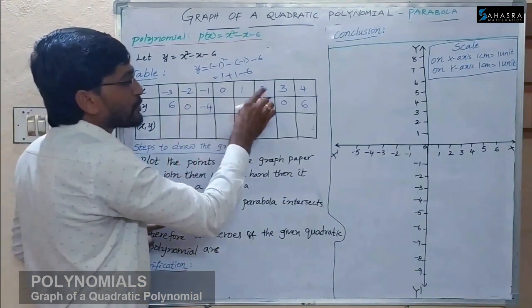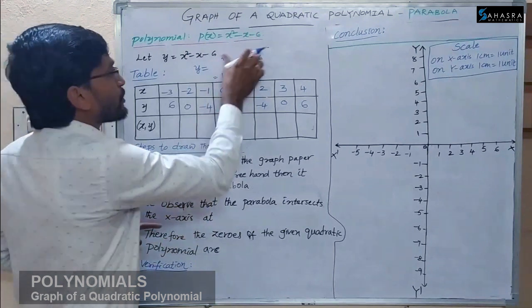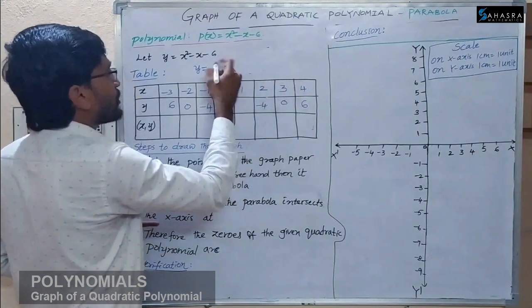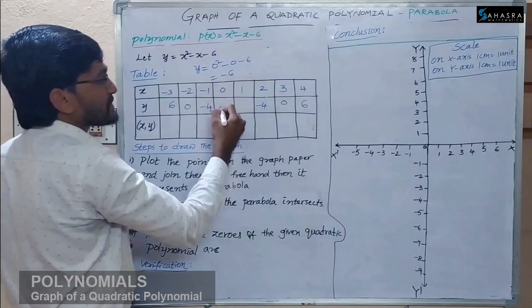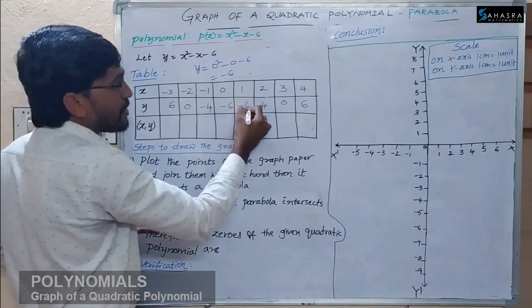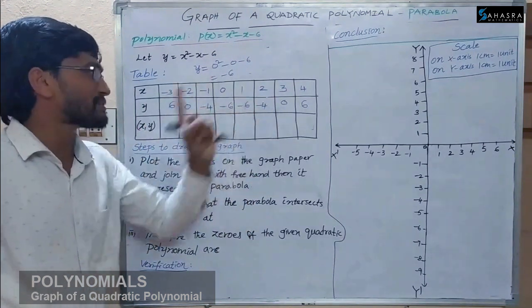Similarly at x equal to 2, also minus 4. No need to calculate again. Y value at x equal to 0: 0 square minus 0 minus 6 is minus 6. At x equal to 1 also minus 6. These are the y values with respect to the x values.